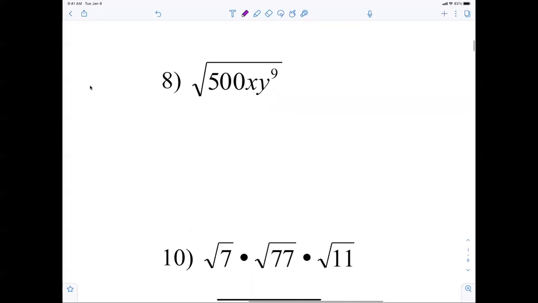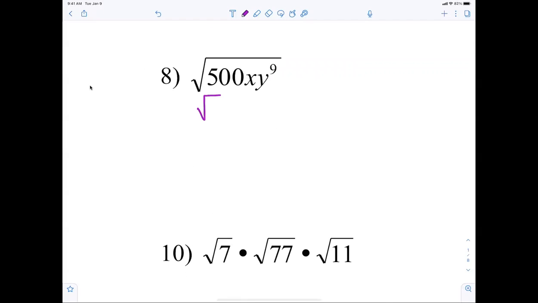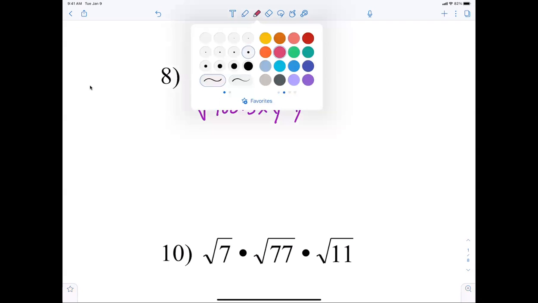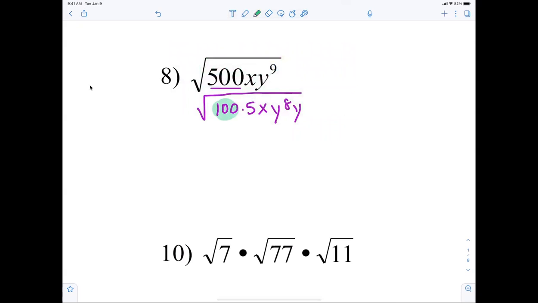All right, now for number 8. Square root 500. What does that break down to? Say it again. Yeah, 100 times 5. Thank you. And then the y breaks down to? Exactly. Square root of 100, square root of y to the 8th, y to the 4th. And there we have it.